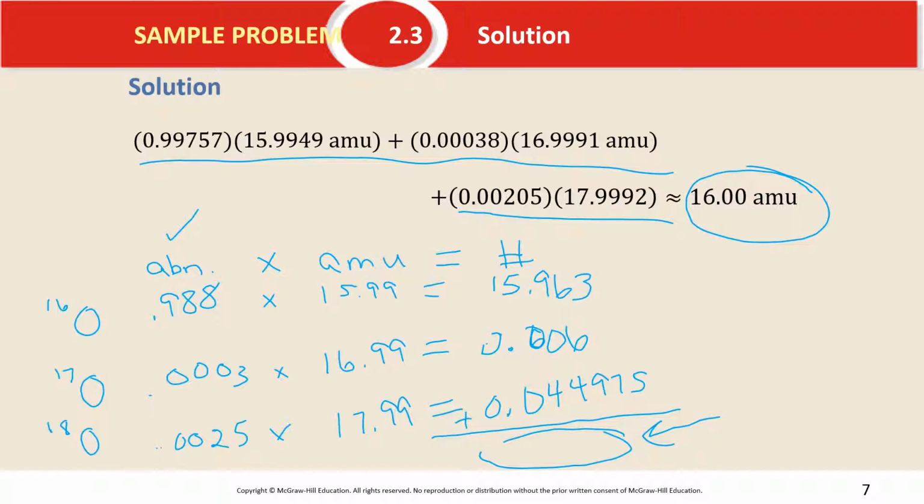I want to remind you of something. If you are given two isotopes, one atomic mass unit of one isotope, an abundance of one isotope, and then only the atomic mass unit of the second isotope, you can simply find the percentage of abundance of the second isotope by simple subtraction from 100.